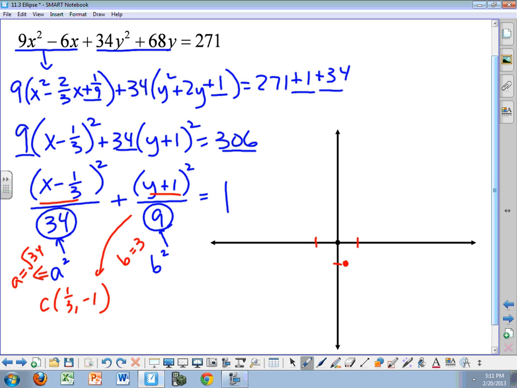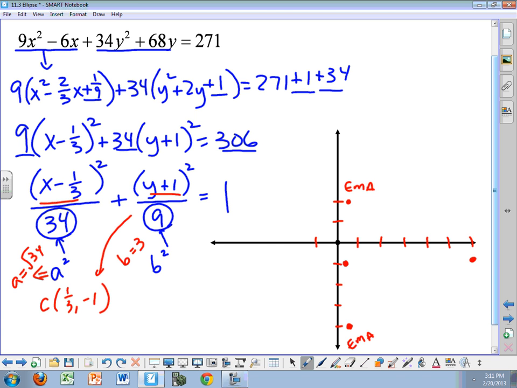I'll start with the easy one. I'm going to go up and down 3 units. That puts my co-vertex here, and another one down here at the bottom, right about there, maybe a little bit closer to the y-axis there. Going left and right, I have to go a little bit less than 6 units. So 1, 2, 3, 4, 5, 6. It's about a little bit less than 6 units, about here maybe.